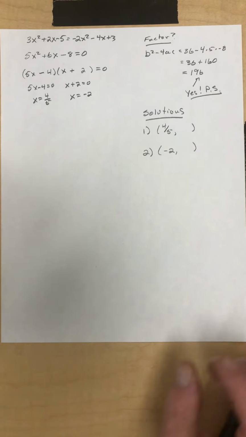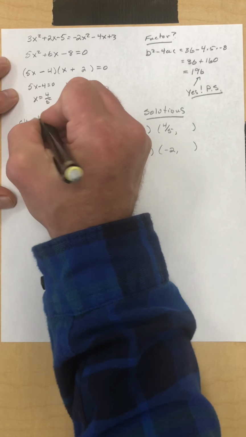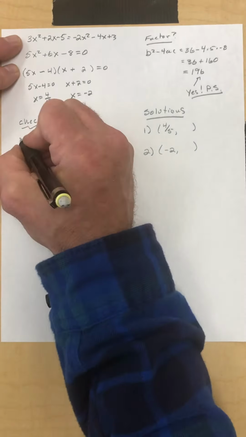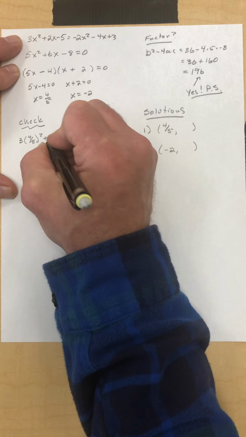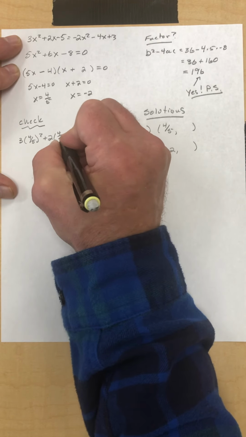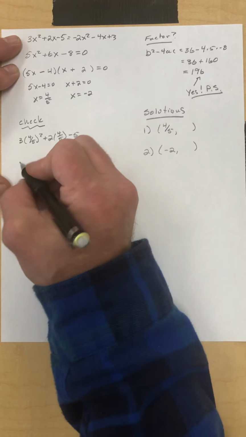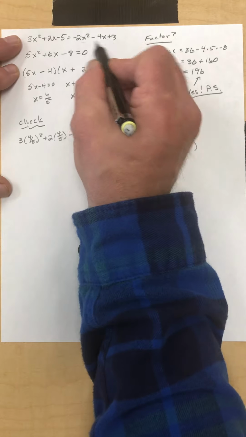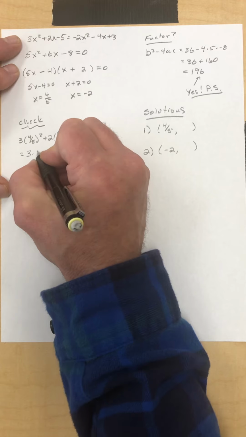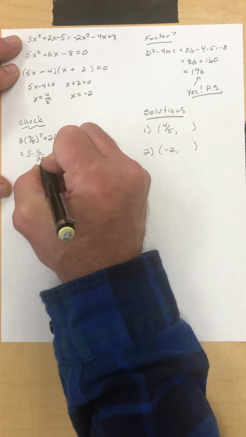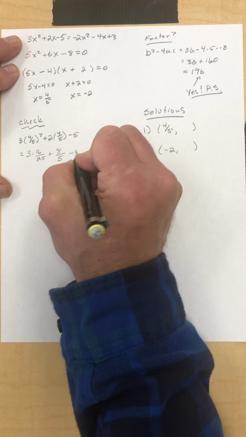I've got to go back up here, and I want to check myself, so I'm going to do both of them. Let's see if we get 3 times 4/5 squared plus 2 times 4/5 minus 5. When I do the other one, I'm going to have to evaluate there and check that out. So let's see. This is 3 times 16/25 plus 2 times 4/5, that would be 8/5, minus 5.